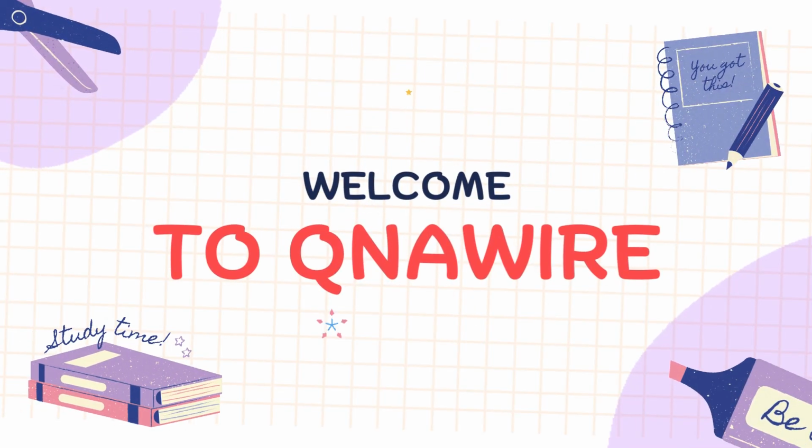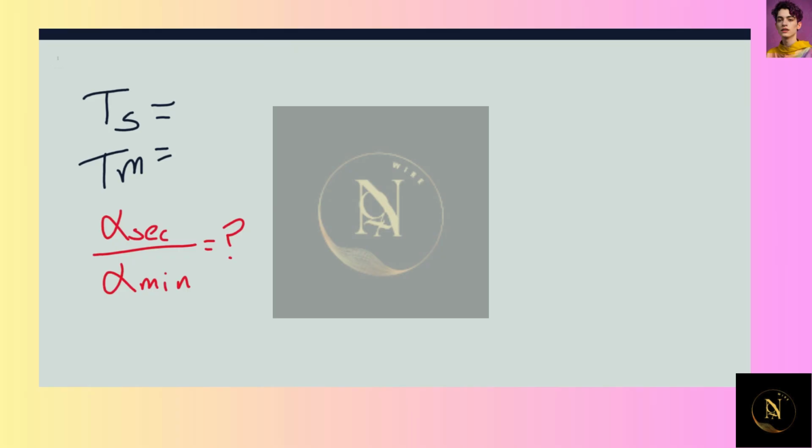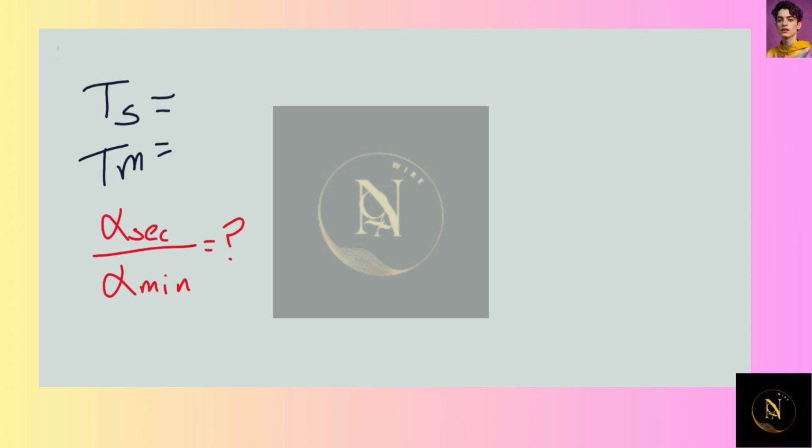Welcome to qnawire. In this problem, we have to find the ratio between the angular acceleration of the second hand on the clock and the angular acceleration of the minute hand on the clock. Now, we're not really given any information apart from the fact that they're the same length, but we actually do know some other crucial information that will help us solve this problem.